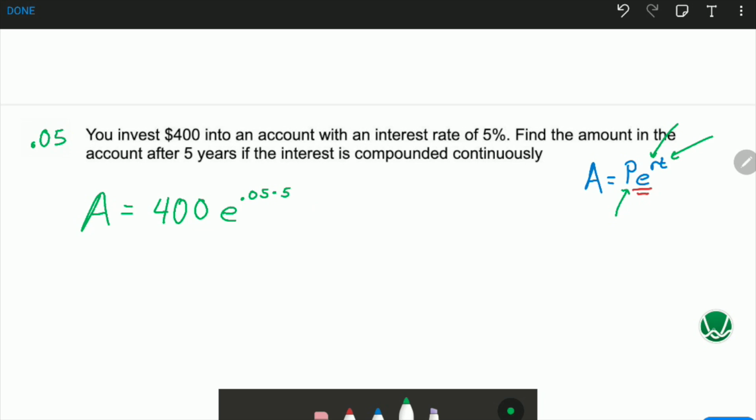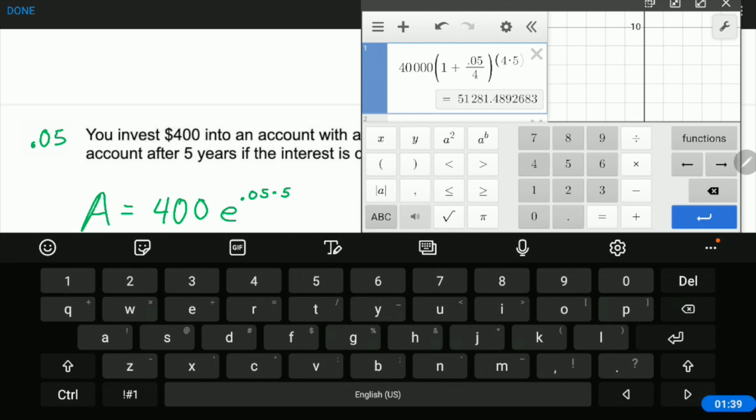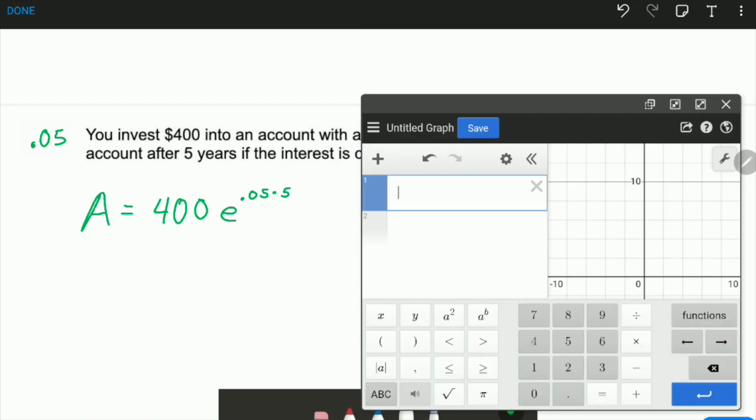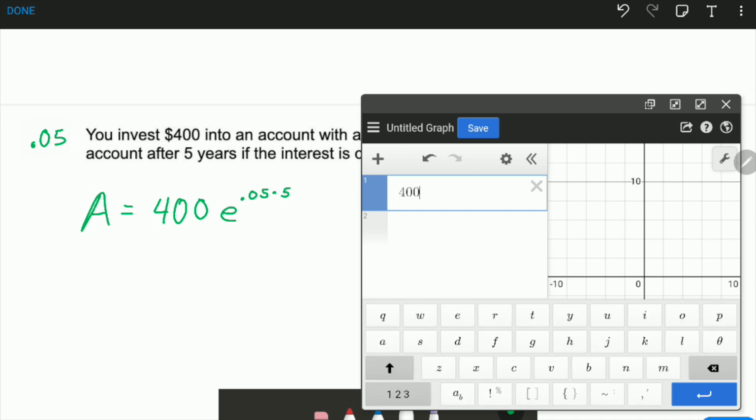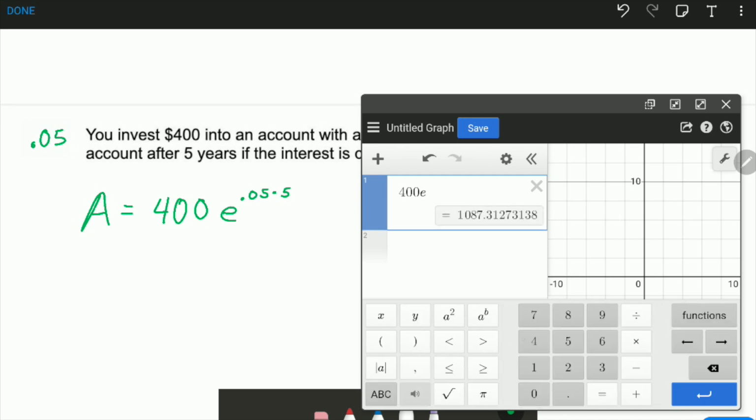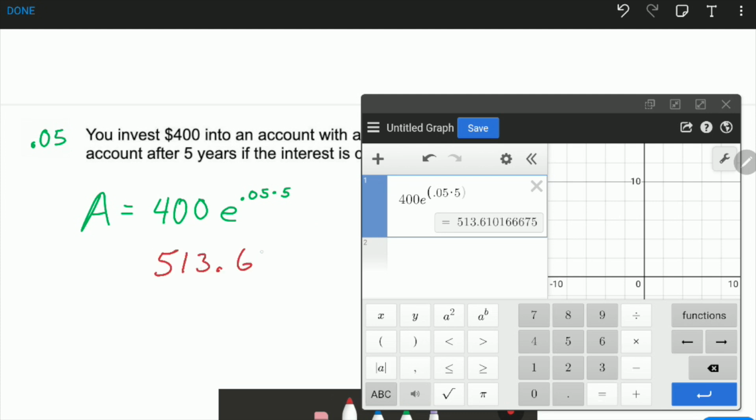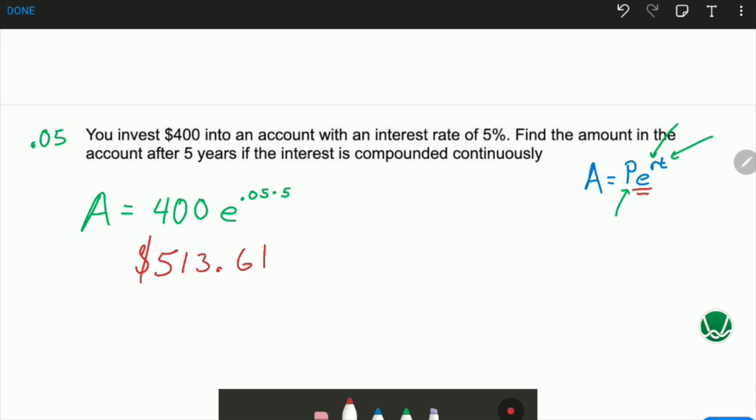So 0.05 times 5. If I go and try to type this stuff into the calculator, we have 400 times E to the power of, I'll put this in parentheses because there are two things in the exponent, 0.05 times 5. So we get $513.61.